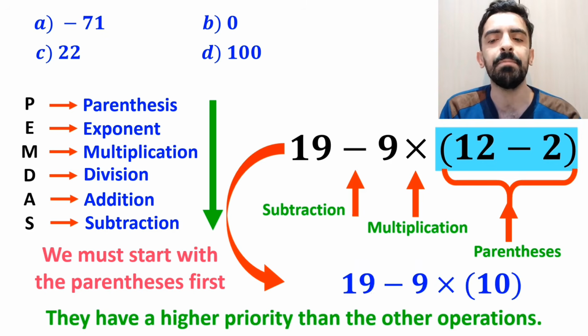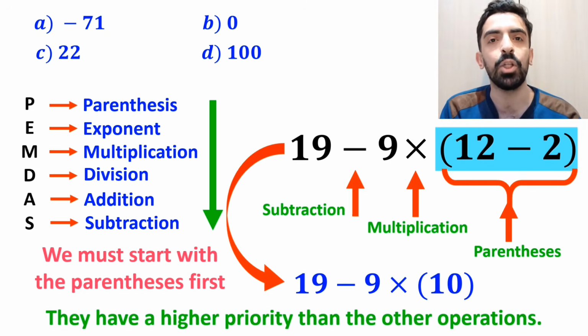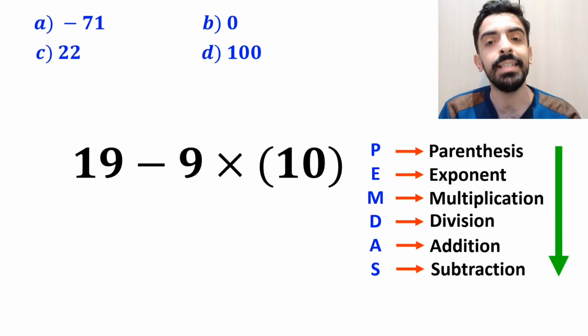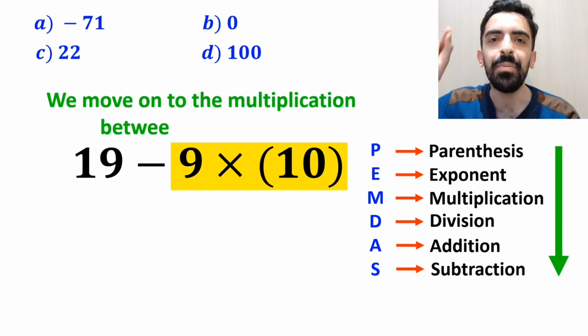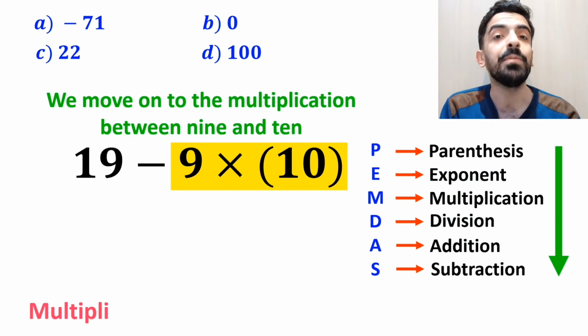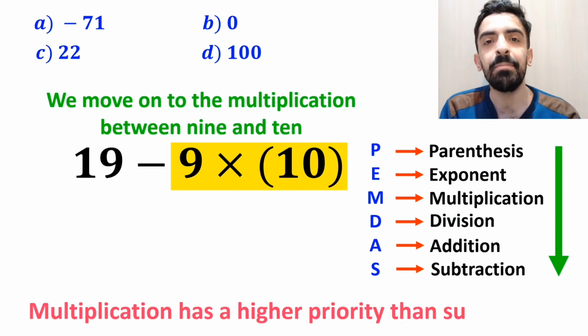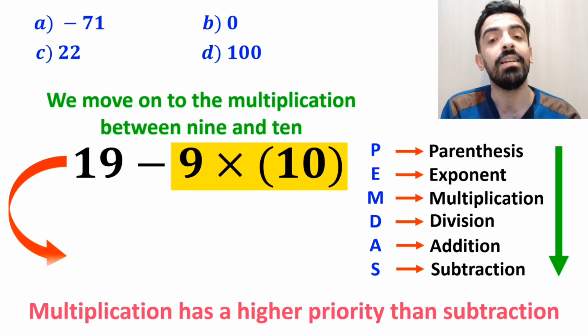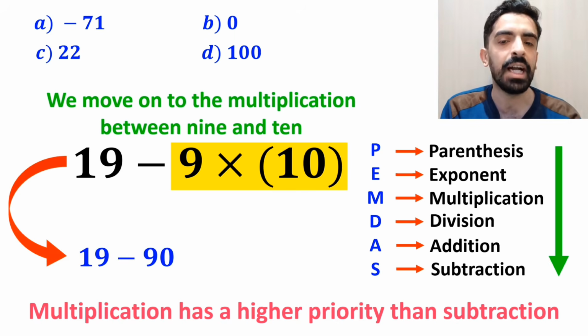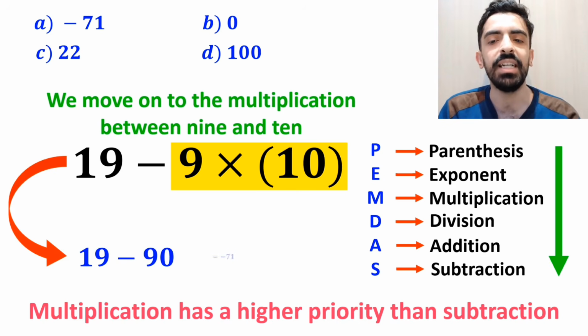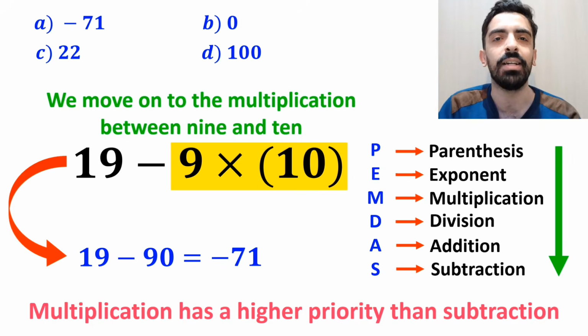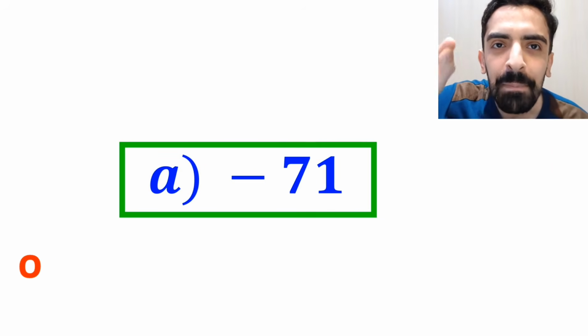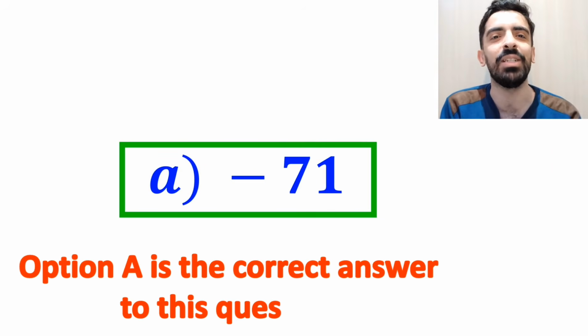So we can write this expression as 19 minus 9 multiplied by 10. And the next step, we move on to the multiplication between 9 and 10, because multiplication has a higher priority than subtraction. So we rewrite this expression as 19 minus 90, which finally gives us the answer negative 71. Therefore, option A is the correct answer to this question.